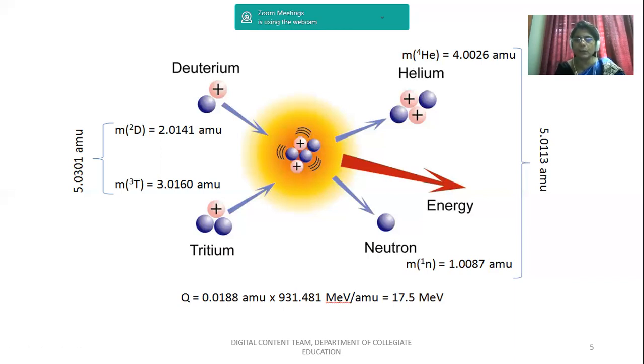And this represents the Q value, or the energy released in the reaction on the product side, that is, along with the helium and neutron. So that small difference in mass, which appears as lesser mass on the product side, will appear as energy on the product side, thereby conserving the total mass energy on the left hand side equal to the total mass energy on the right hand side, the product side. So this confirms the law of conservation of mass energy in this particular nuclear reaction.